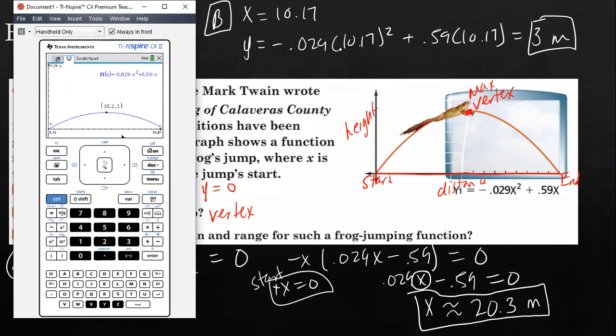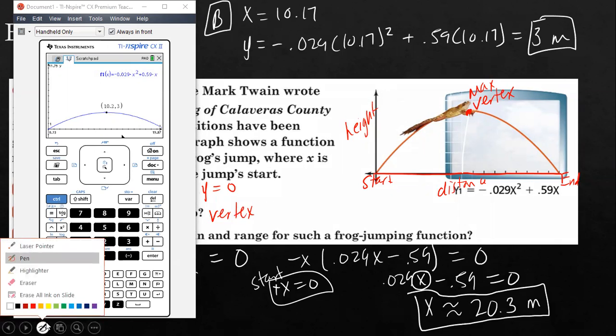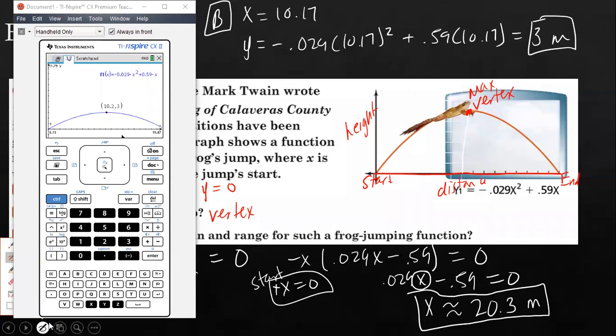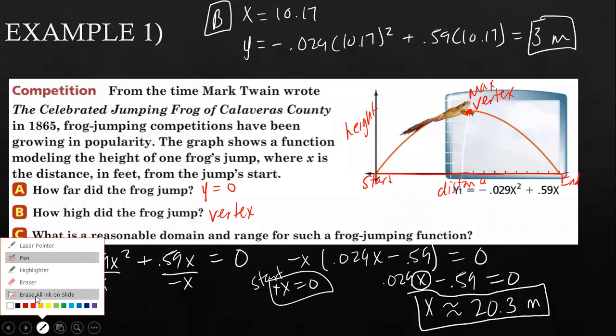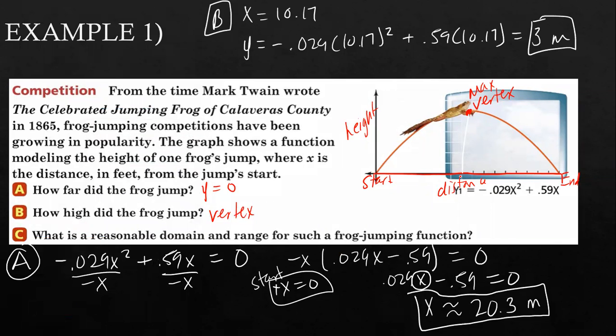So it's totally doable by hand. But I wanted to also model it by calculator. Because our highest point is our halfway point. And so if I know that the total distance here is 20.3, what is halfway between 20.3?